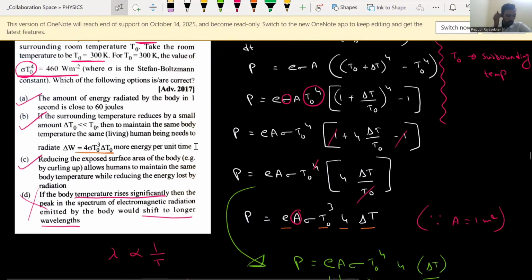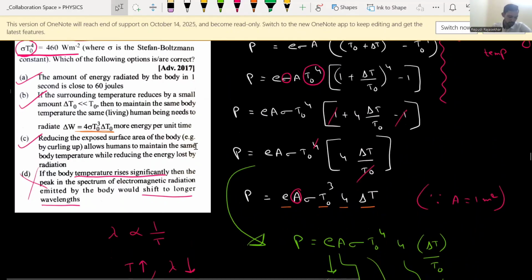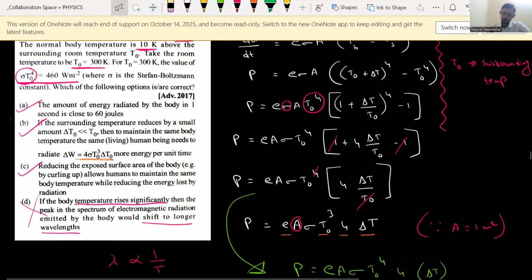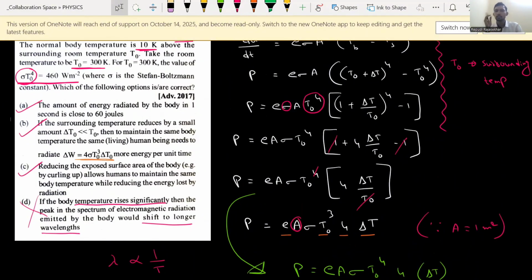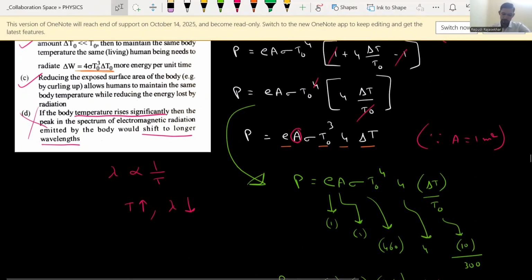So for this question, option A is right, B is right, C is right, but option D is wrong. Dear, simple question, just as per the given data, you just get a general equation and then compare the options. So you will get the answers.